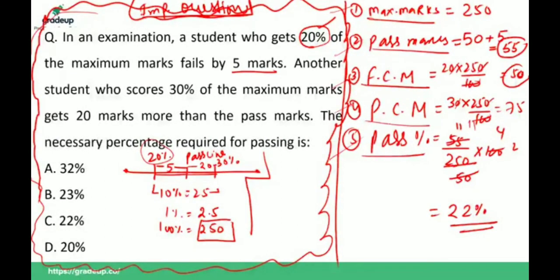Okay, Sai Krishna, please listen. First of all, I will change the color of the pen. Sai Krishna, this is 20% marks and he failed by 5 marks. This is 30% marks and he passed by 20 marks. So the difference of this is 10% and the mark difference is 25. So this will be equal to this, then 100% is equal to 250. So this is the maximum marks. Then we find the pass marks, fail candidate marks, pass candidate marks and pass percentage.